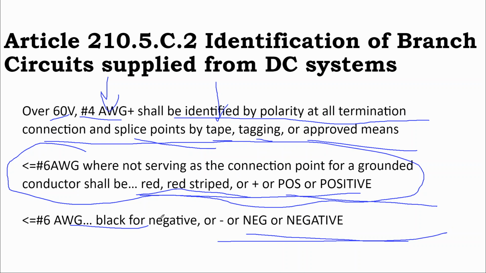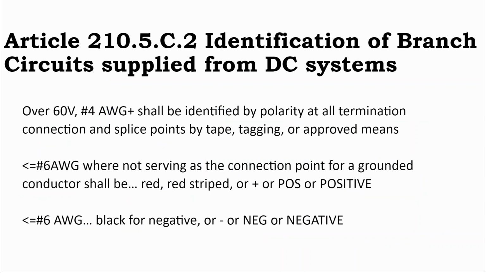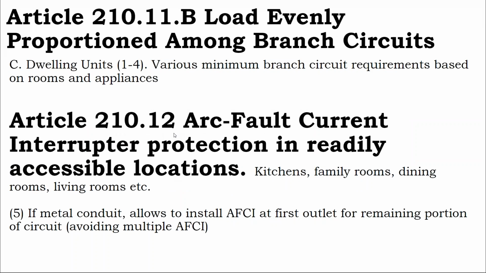Red for positive, black for negative on a DC system. Just like we were talking about imbalanced load, it's now coming back to addressing, saying, hey, we want you to distribute branch circuits as evenly as you can along electric service panels. And now we have a requirement for arc fault current interrupter protections in readily accessible locations.